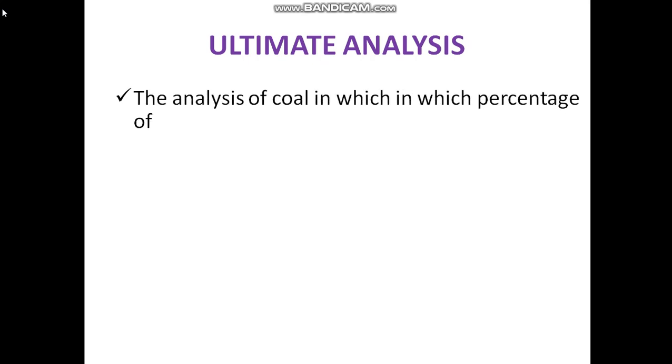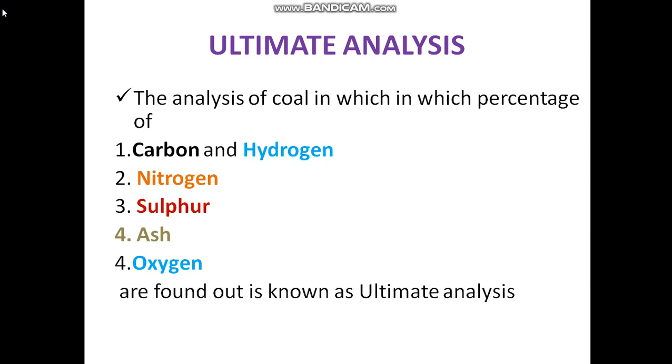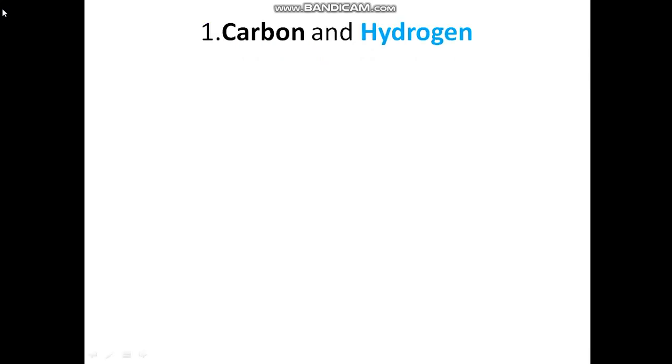The analysis of the coal in which the percentage of carbon and hydrogen, nitrogen, sulfur, ash and oxygen is to be determined. These are found out and is known as ultimate analysis.